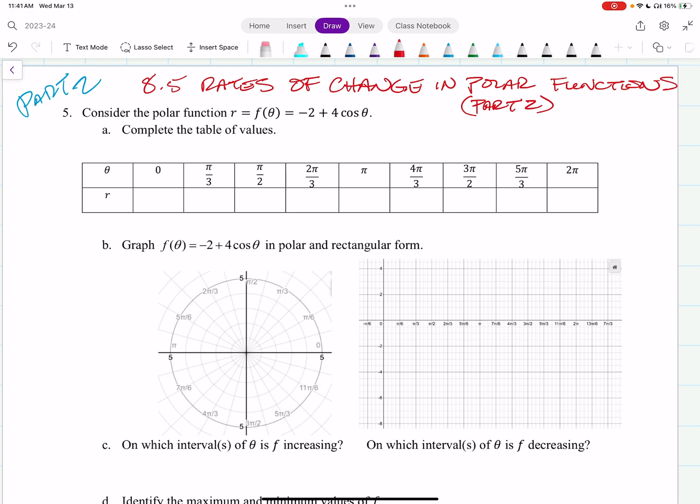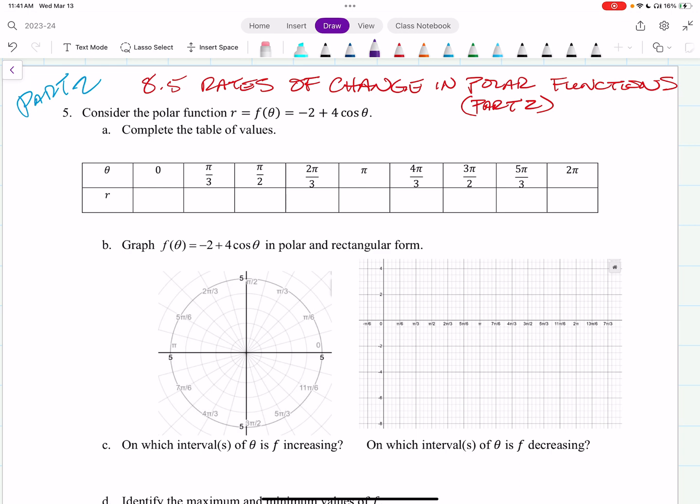Number 5, consider the polar function r equals -2 plus 4 cosine theta. Remember, r in function notation, f of theta, is the same as r. It's just a function with respect to theta, where theta is your angle, your input, and your radius is your output. So we're going to substitute these angles in and get our radius value. Let's get started.